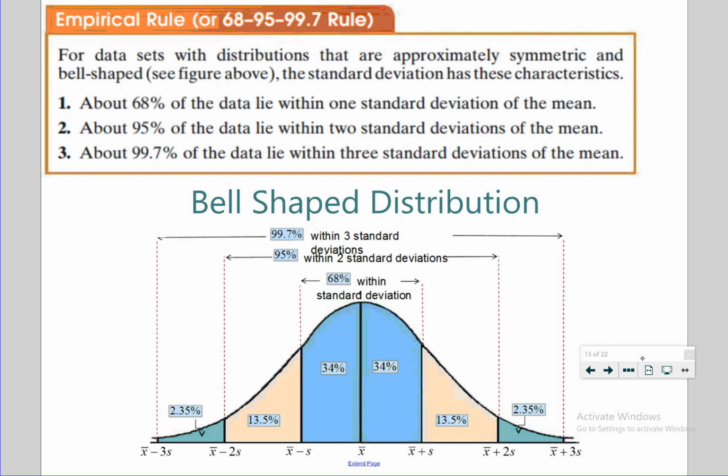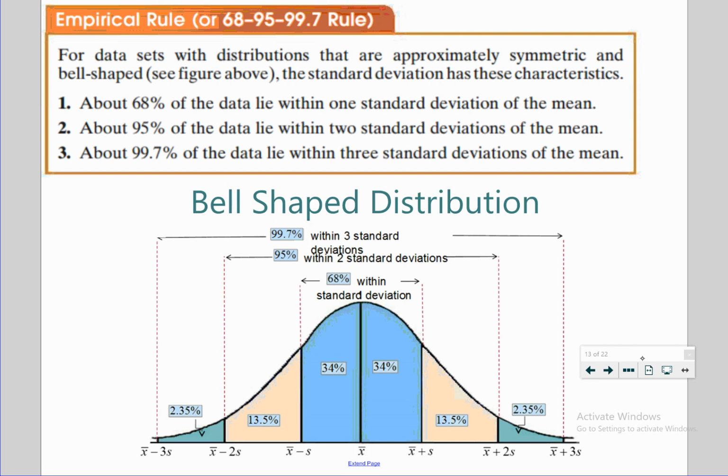So it tells us if we have this normal shaped curve, number 1, it's symmetric, so my mean is right in the middle. Then what we see here are 1, 2, and 3 standard deviations to the right, 1, 2, and 3 standard deviations to the left.